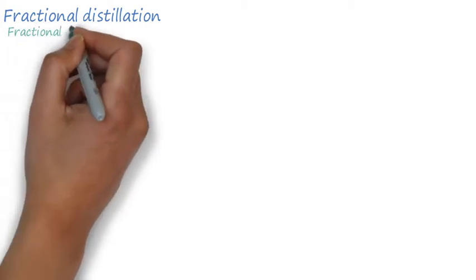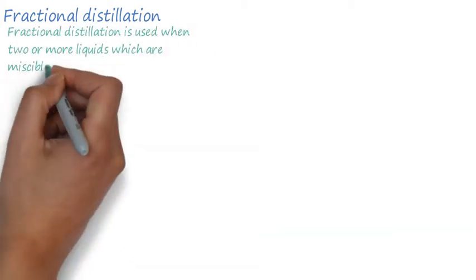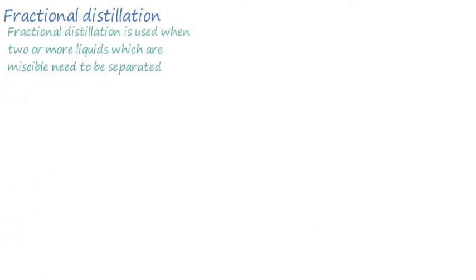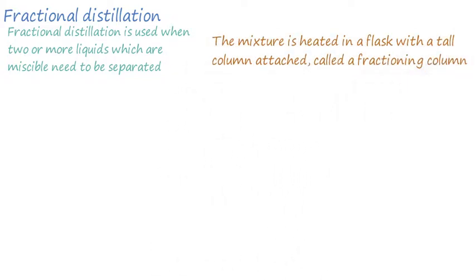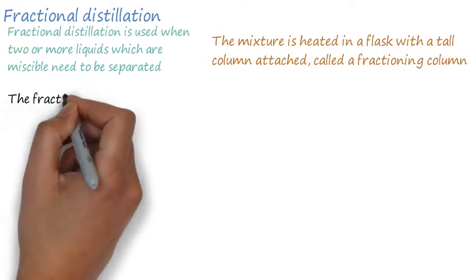Fractional distillation is used when you need to separate two or more liquids which are able to dissolve in each other. These liquids are described as miscible. An example of this is crude oil, which is a mixture of many different liquids. Each individual liquid has its own boiling temperature. Just like in simple distillation, the mixture is heated.